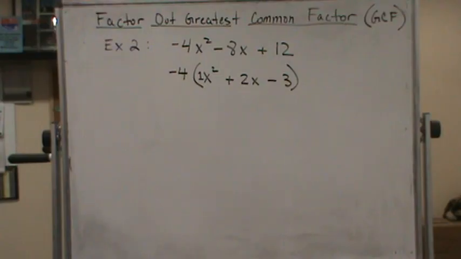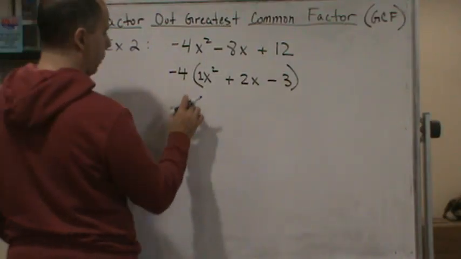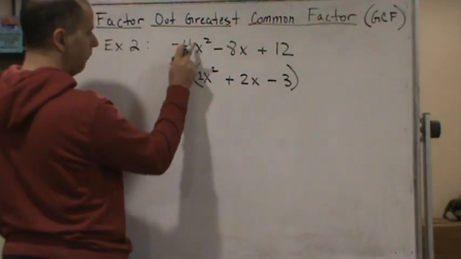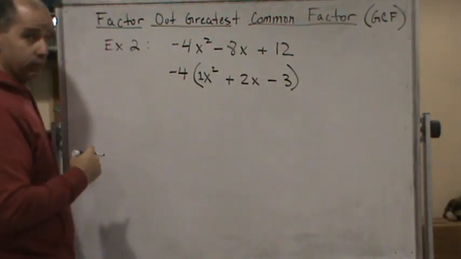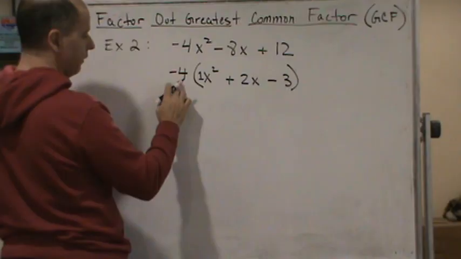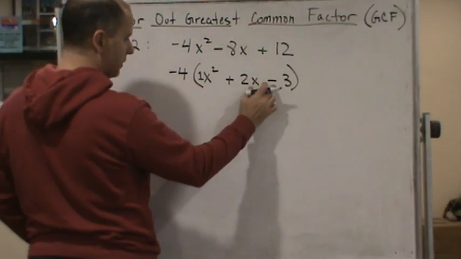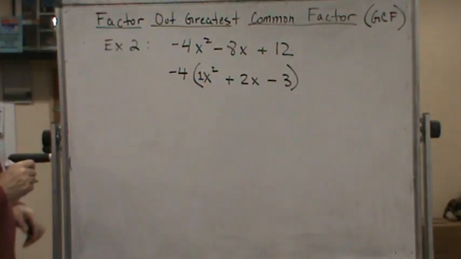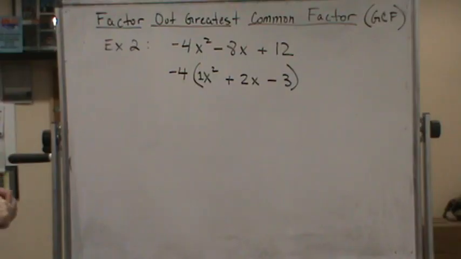So always make sure if you have a negative leading coefficient, we want to factor out the negative. Whenever we factor out the negative, we always change the signs of what the leftover factor is, okay? And that's it.